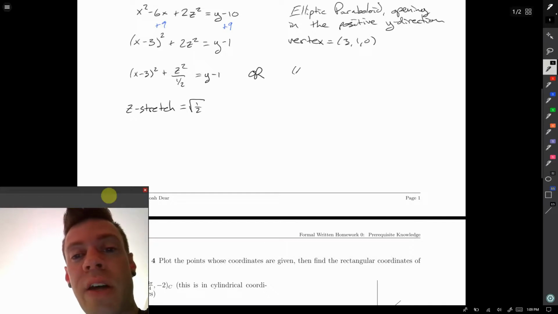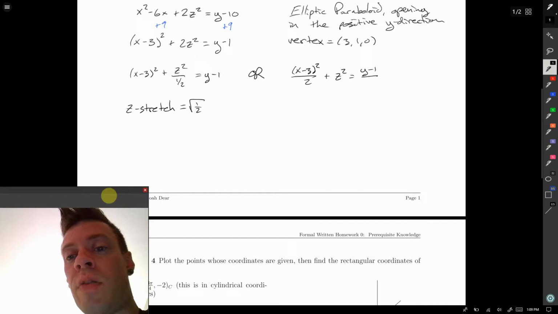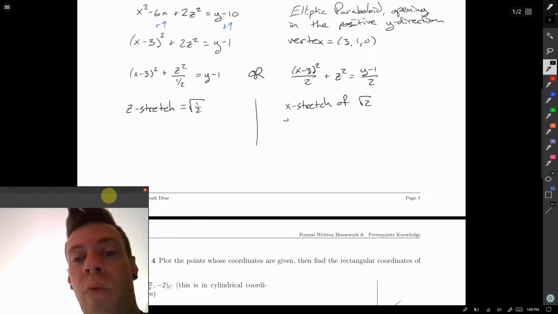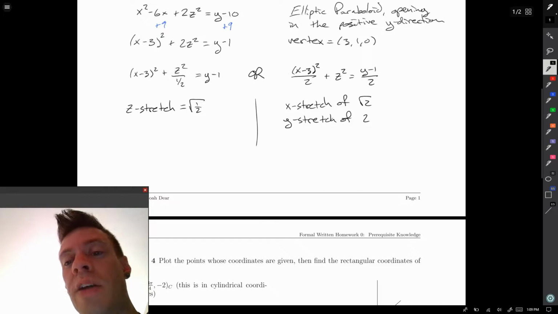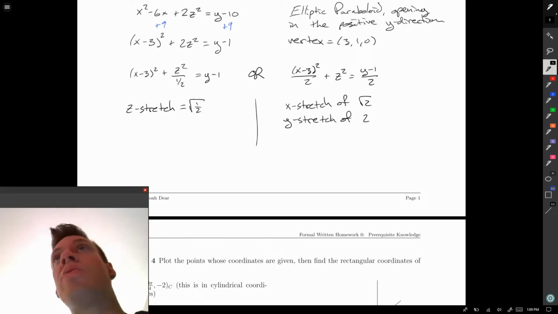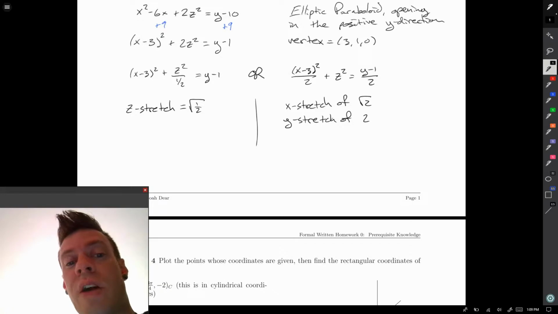Or we can look at this as x minus 3 squared over 2 plus z squared equals y minus 1 over 2. And that's just by dividing both sides of this by 2. And when I get that, I get an x stretch of the square root of 2 and a y stretch of 2. The y stretch is not a square root in this case because the y is not a squared term. So I don't need to take the square root of the denominator in order to understand what the stretch is. And in this case, no z stretch.